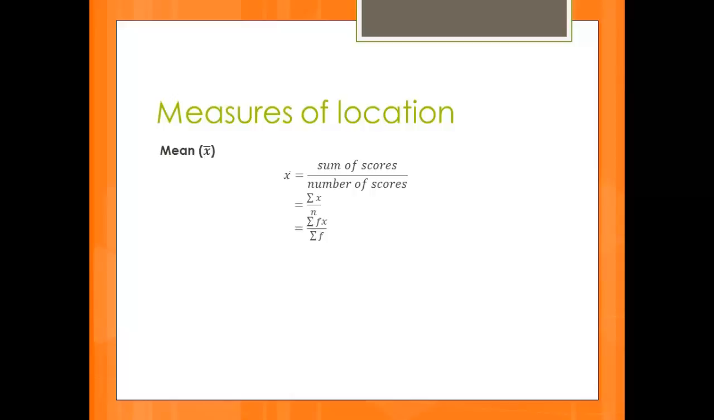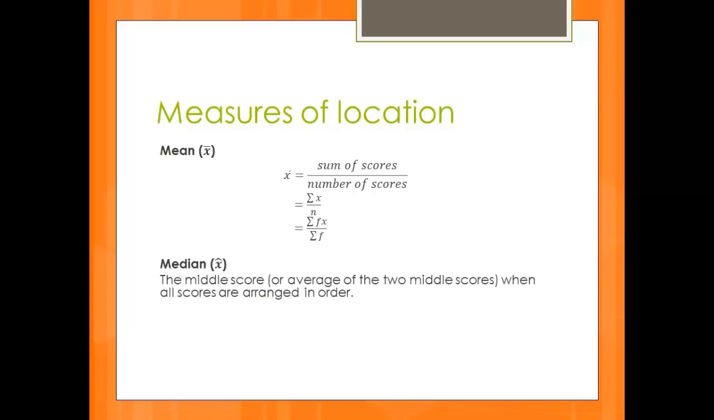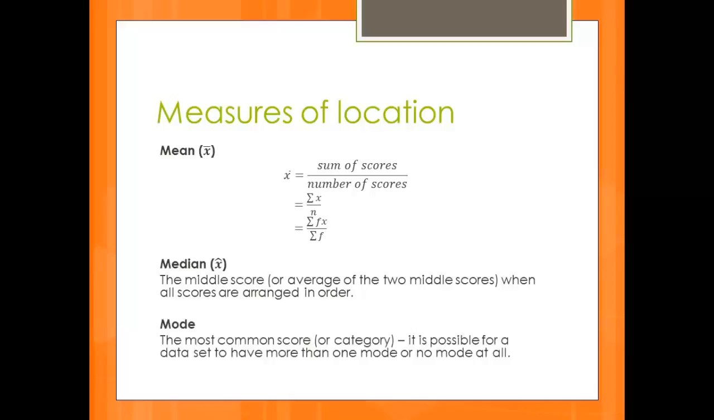If we're calculating the mean from a frequency distribution table, we may want to use this form. To find the median, we first arrange all of the scores in order and then we locate the middle number, or in some cases the middle two numbers, and then we find their average. The mode is the score with the highest frequency. The mode is one of the easiest measures to find since we just look for the number that occurs the most.